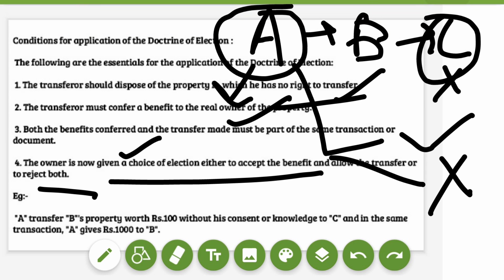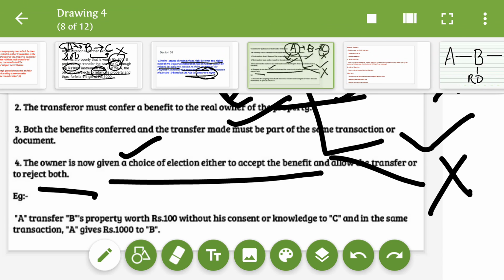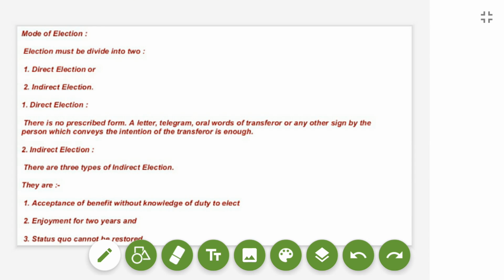Now, elections can be of two types. First is direct election and second is indirect election. Direct election is in the form of letter, telegram, oral words or conduct, and indirect elections are of three types. The first is acceptance of benefit without knowledge of duty to elect, which means that if the donee accepts the benefit given to him by the transferor, such act on his part constitutes an election by him.